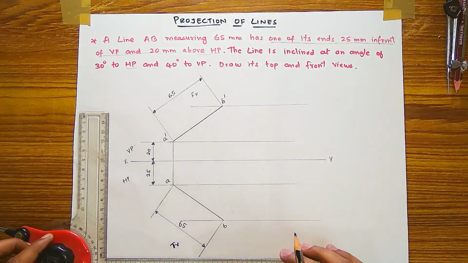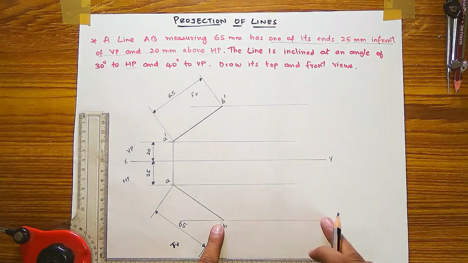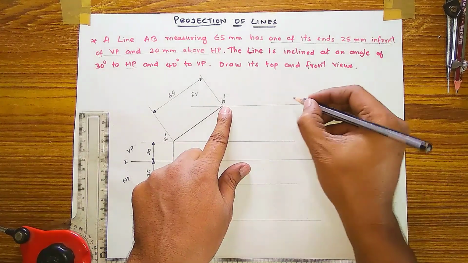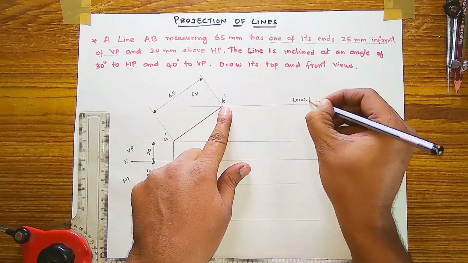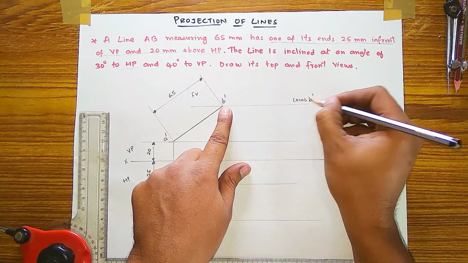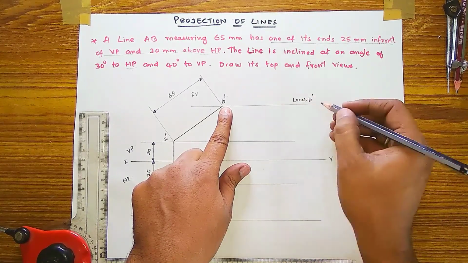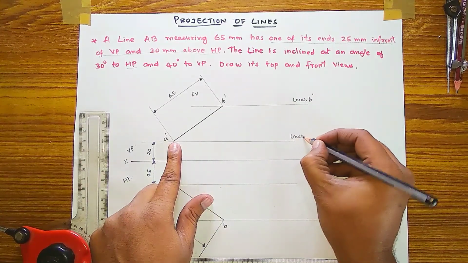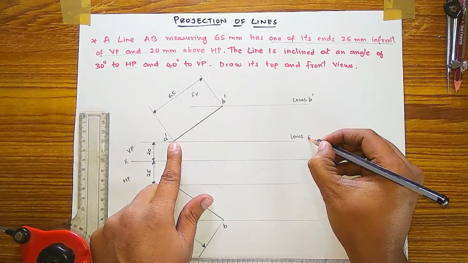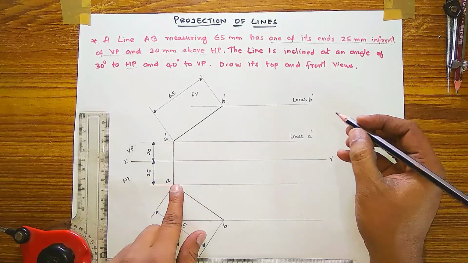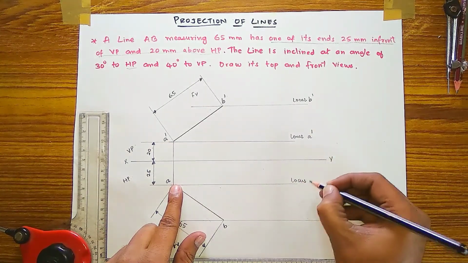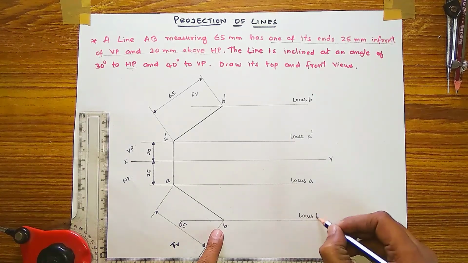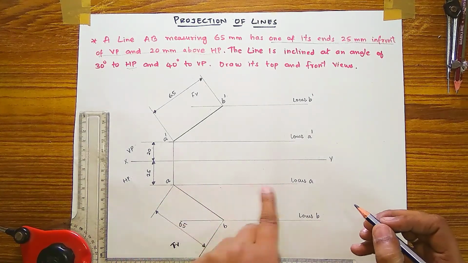Now after this, you have drawn the locus of each point. So from this B dash, locus of B dash. Why I am writing this is to understand the concept of how to draw the locus of B dash and the locus of A dash, and this is the locus of A, and this is the locus of B. These lines are the loci.